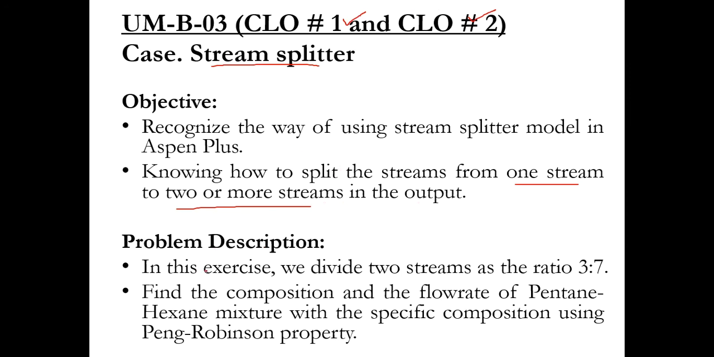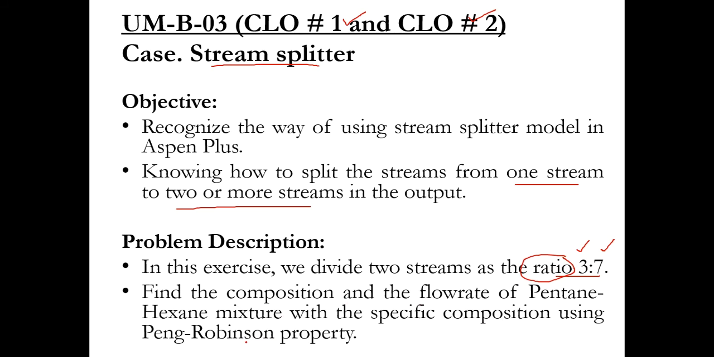In this exercise, in the given problem description, we divide 2 streams at the ratio 3 to 7. Means one of the streams will be 30% of the total flow rate and the other stream will be 70% of the total flow rate. And we have been given the split ratio. I will show you what are the different options available in the stream splitter. Find the composition and flow rate of pentane-hexane mixture with the specific composition using the Peng-Robinson property package.